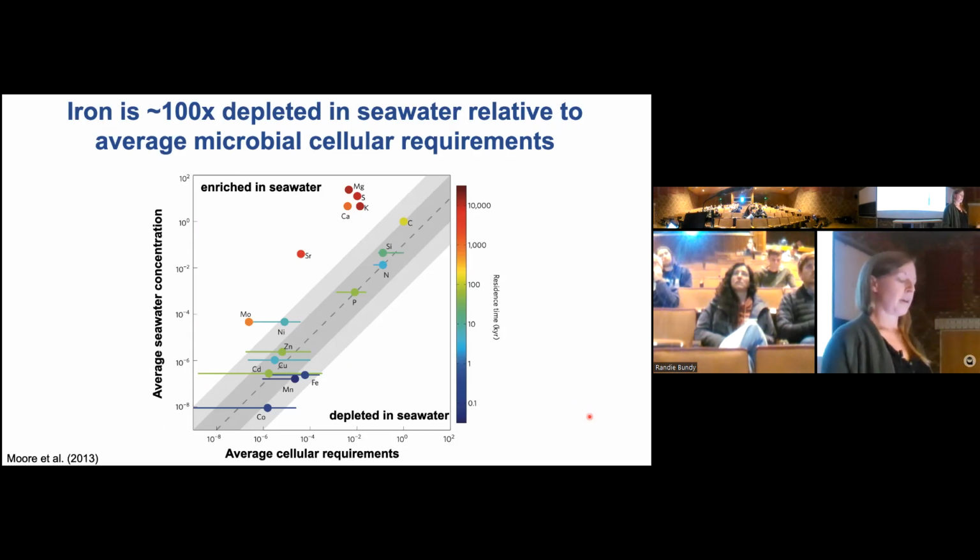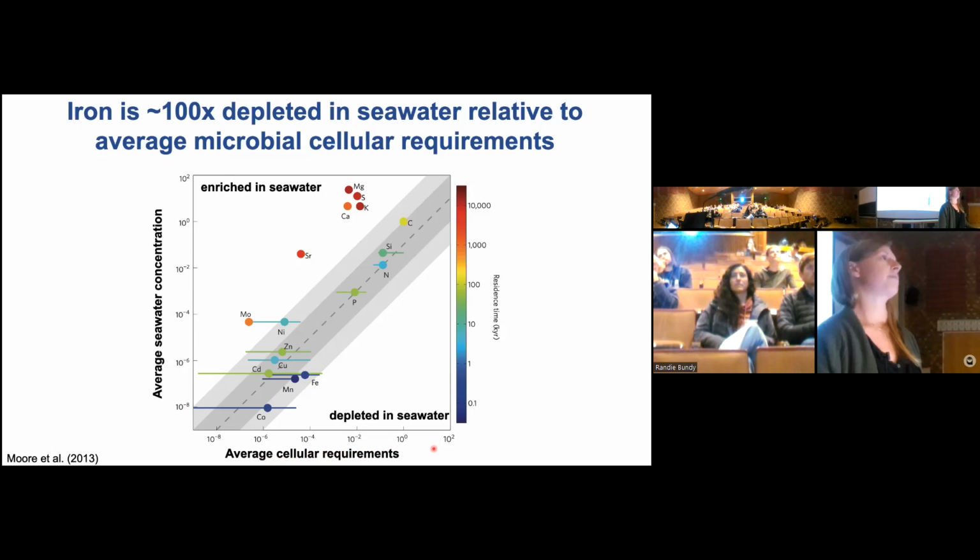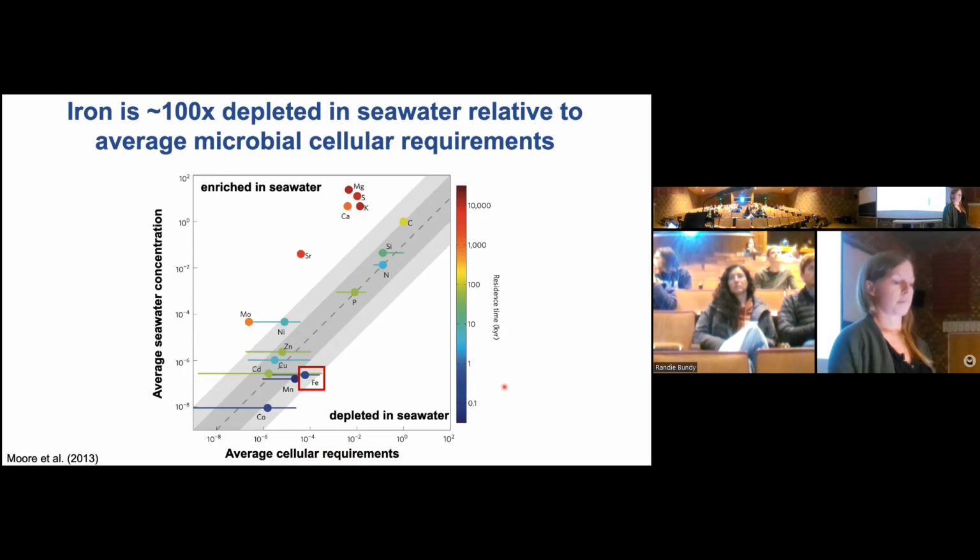the average microbe. So this plot here is showing the average seawater concentration of different elements compared to the average cellular requirements of different microbes in the ocean. And then the colors are the residence times of those particular elements. And so iron falls to this bottom right corner on this plot, and that means it's very depleted in seawater relative to what's required by the average microbe. In fact, it falls in this light gray area, which means it's about 100 times more depleted in seawater than what the average bacteria or phytoplankton might need. So it's very, very depleted compared to what's required for growth.